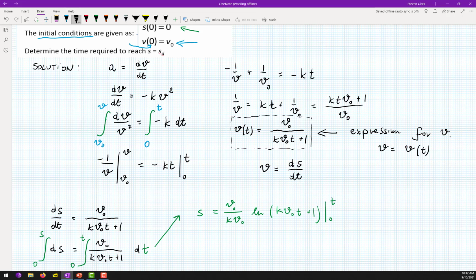So we will end up... I believe I can get rid of this thing. S is equal to 1 over k, natural log of... And that would be, and that's it, yeah? Okay, so we basically found S as a function of time, right? But again, is this what they ask us for?